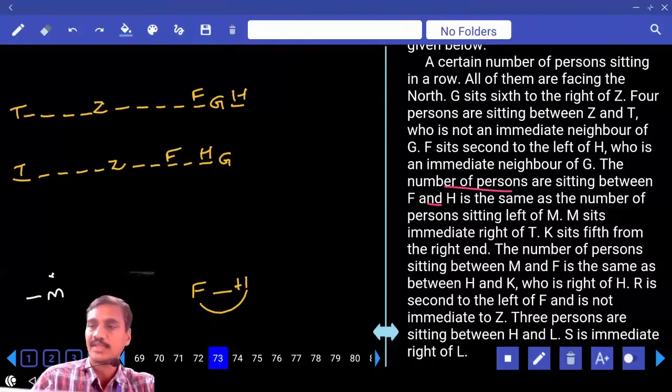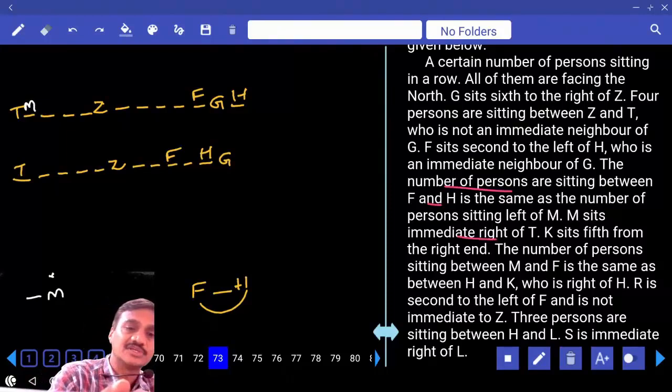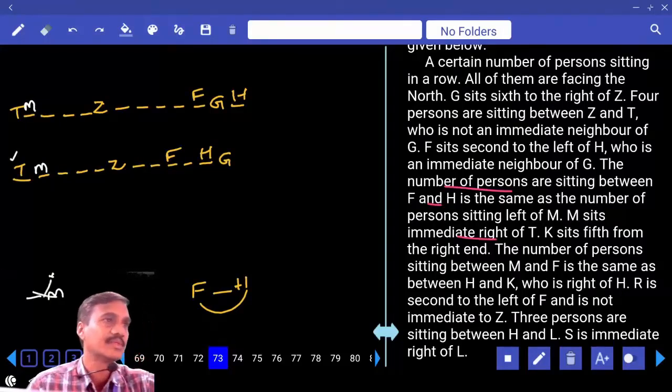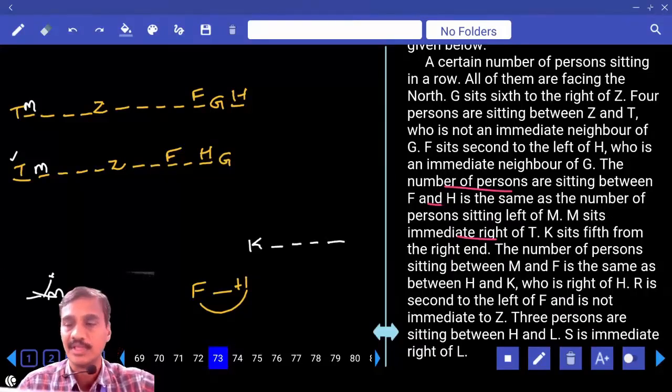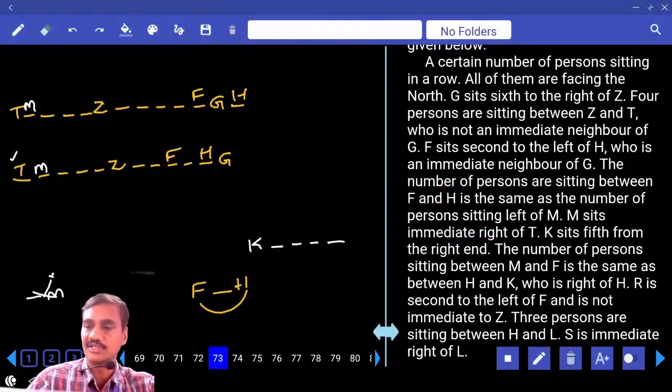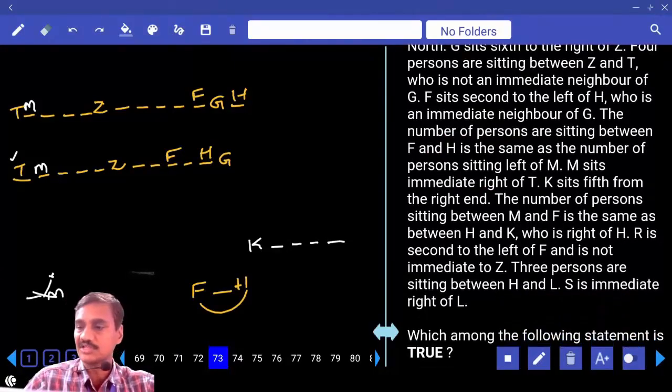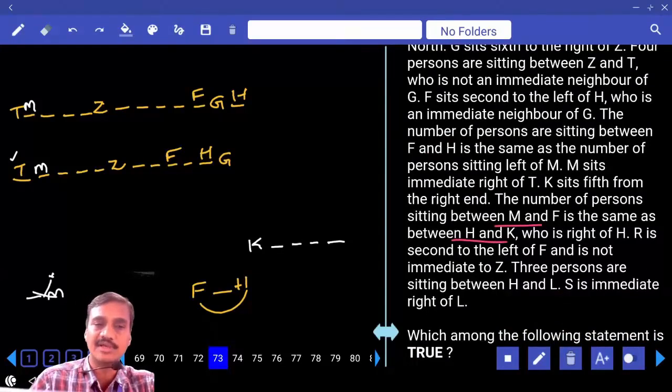The next one. M sits to the immediate right of T. M is to the immediate right of T, and what I said. M is to the immediate right hand side of T. T must be at the left extreme. And there M is to the immediate right of T. And K sits fifth from the right hand. That means there are 4 persons to the right hand side of this K, because K sits fifth from the right hand, and the number of persons sitting between M and F is same as H and K.